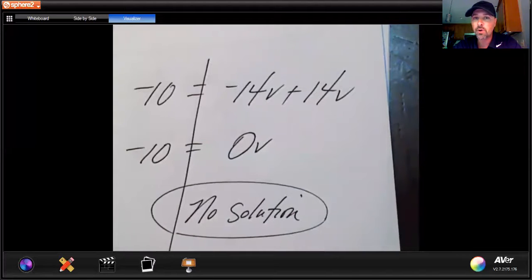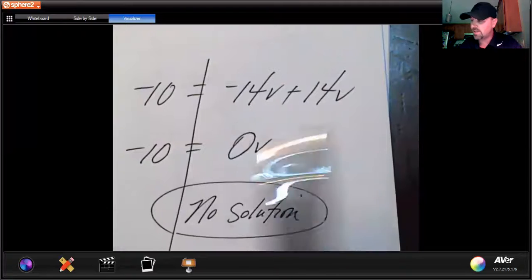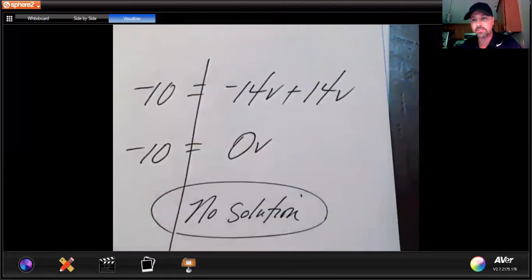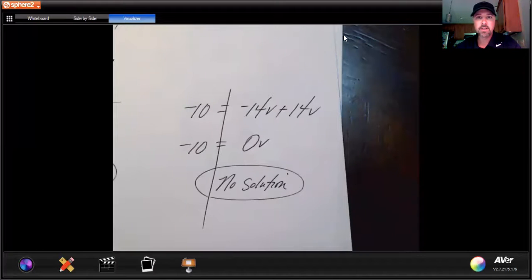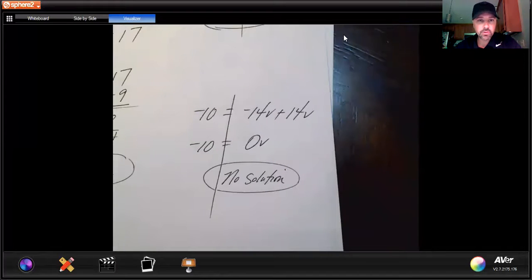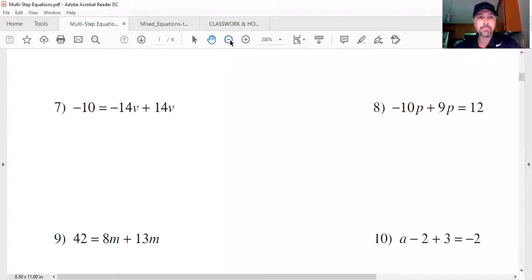Okay, so if you ever have variables that cancel each other out like this, that give you 0, then unless this is 0 as well, it's not going to work. It's no solution. Okay, so that's something that usually needs to be pointed out.